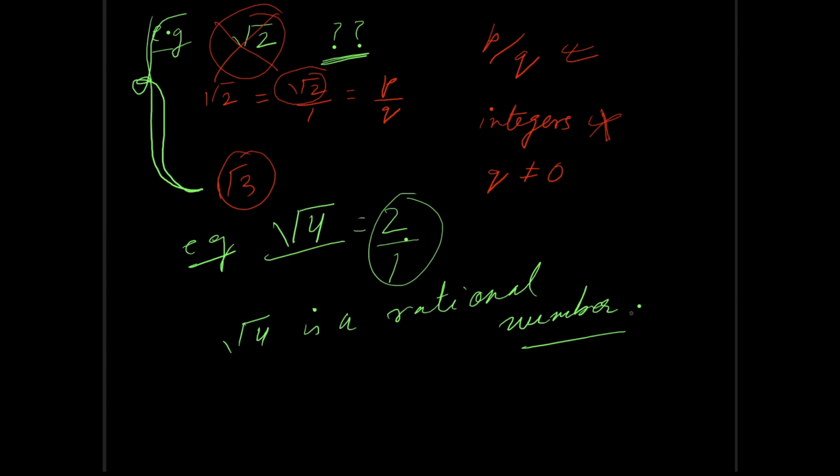So we have to just figure out whether the number we have been given can be written in the form of p by q, where p and q both are integers and q should not be equal to 0. I hope that you have got the idea of rational numbers and you will be able to identify whether a number is rational or not on your own.